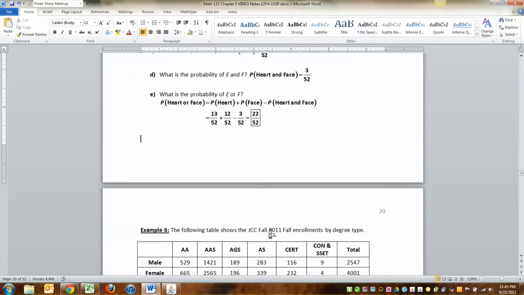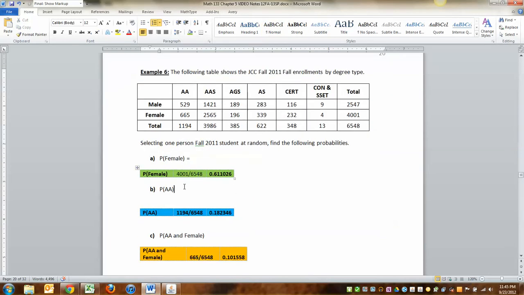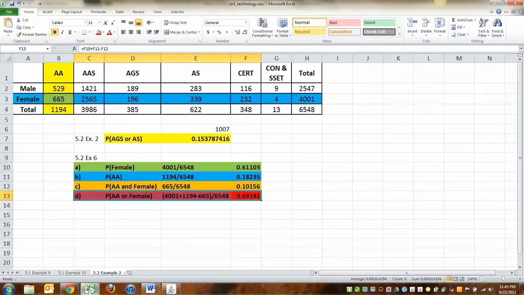All right, so let's do it again. What about here with the contingency table, which should look familiar to you because we've done it before. And now I want to know the probability of female, the probability of AA, and etc. So I'm going to go back to my spreadsheet, and I've actually already done it, so bear with me here. I'm going to change my coloring just a little bit.